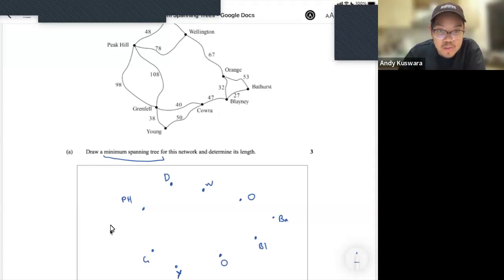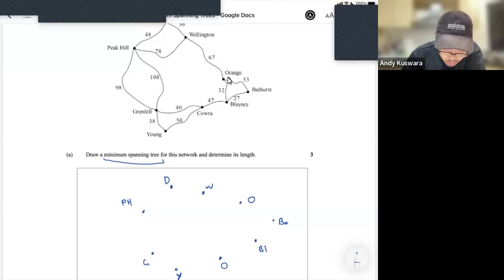Now, generally, your rule of thumb is to start with a point that is fairly connected. If there's any points that are more connected than others, that's where you would start. I can see here that Grenfell has a degree of 4, which means there's 4 edges coming in and out of it: 1, 2, 3, 4. There's a couple other 4s here. I could go Peak Hill as well. But I would start with one of those 2 points because everything else has only 3. So let's start with Peak Hill.